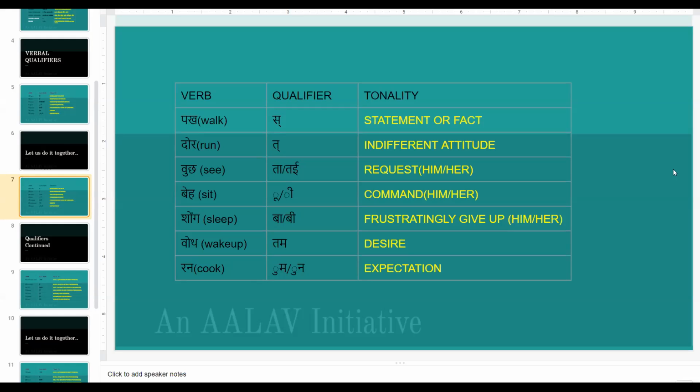Dori. Yeah. And Doru. Right? So him or her. Yeah, Doru. Bola jaldi Doru. So run fast. You're commanding. Dori. Correct. Very good.